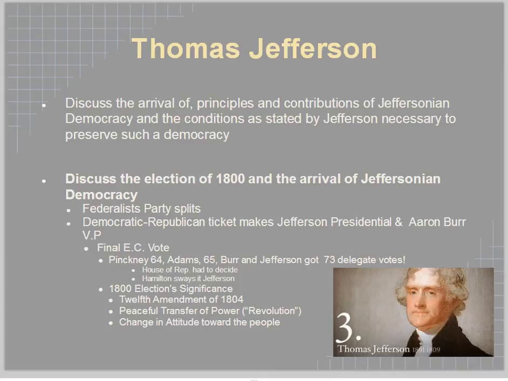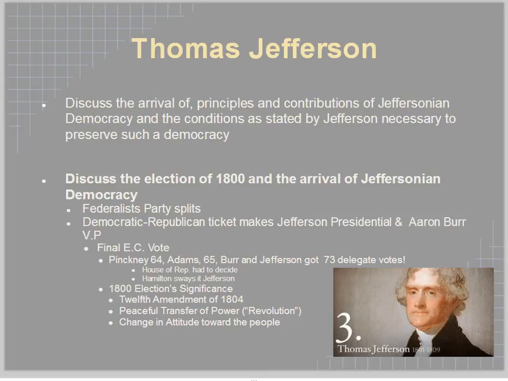good. The Republican caucus named Thomas Jefferson as their presidential candidate and Aaron Burr for vice president, while the Federalists supported John Adams for president and C.C. Pinckney for vice president. The final vote was 64 for Pinckney, 65 for Adams, and 73 for Jefferson and Burr.